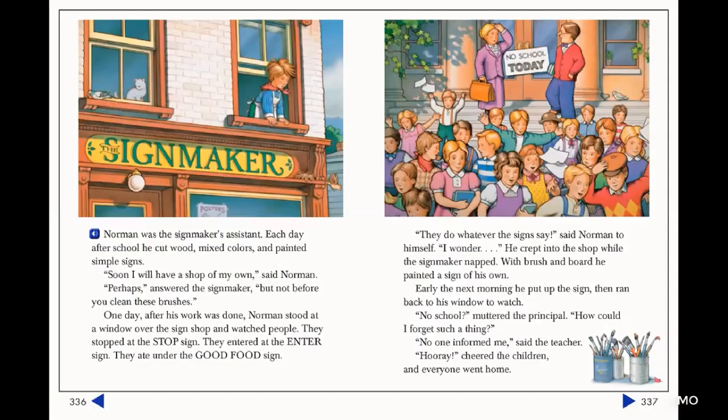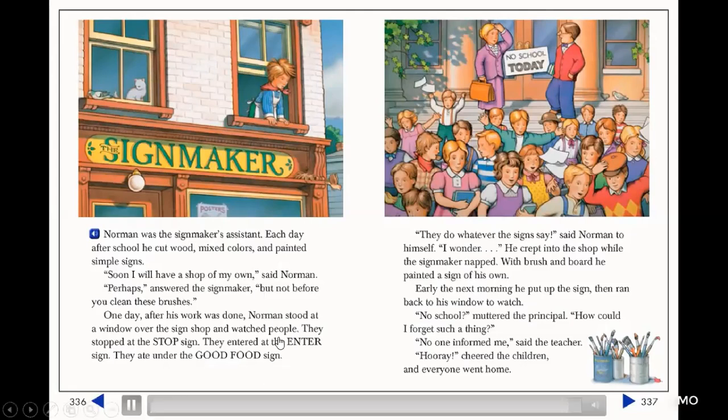"I wonder—" He crept into the shop while the sign maker napped. With brush and board, he painted a sign of his own. Early the next morning, he put up the sign, then ran back to his window to watch. "No school," muttered the principal. "How could I forget such a thing?" "No one informed me," said the teacher. "Hooray!" cheered the children, and everyone went home.